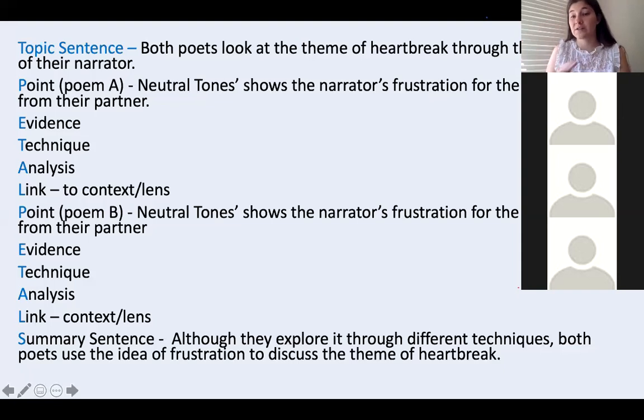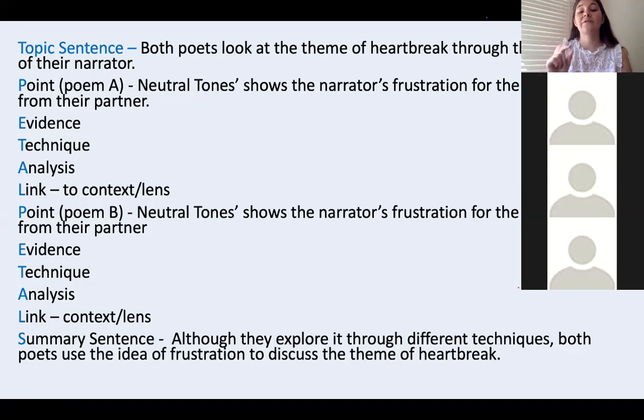Again, context or lens, up to you. And then ultimately, we have a summary sentence. So that is why it's petals, right? There's an S at the end that makes it plural, which is your summary sentence. Now, if you forget to do this summary sentence, it's not that big of a deal because it's very similar to your topic sentence, but it's just making sure that your paragraph sounds very nice and kind of cyclical, kind of wrapping up all your ideas into one sentence at the end, which means for example, although they explore it through different techniques, both poets use the idea of frustration to discuss the theme of heartbreak.